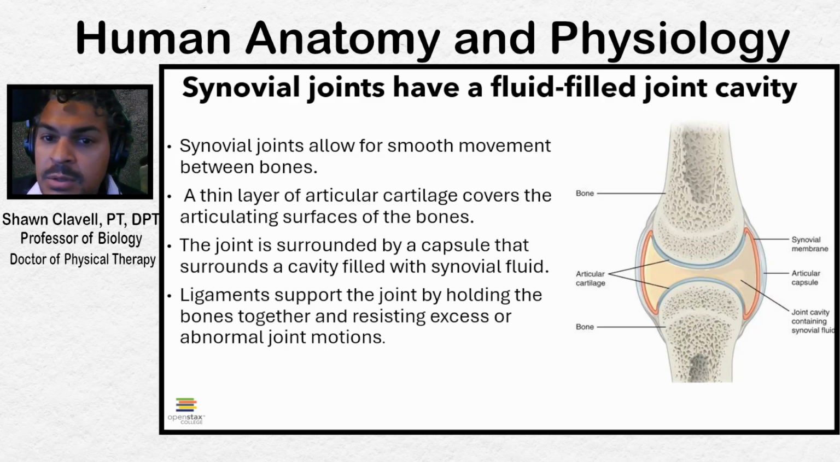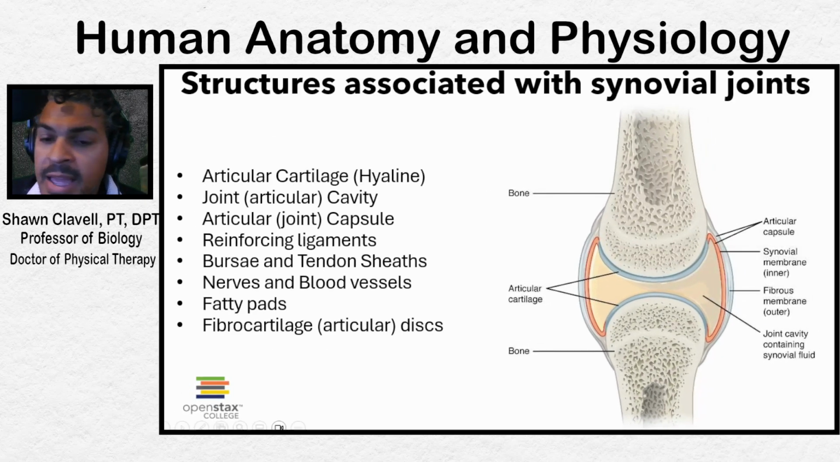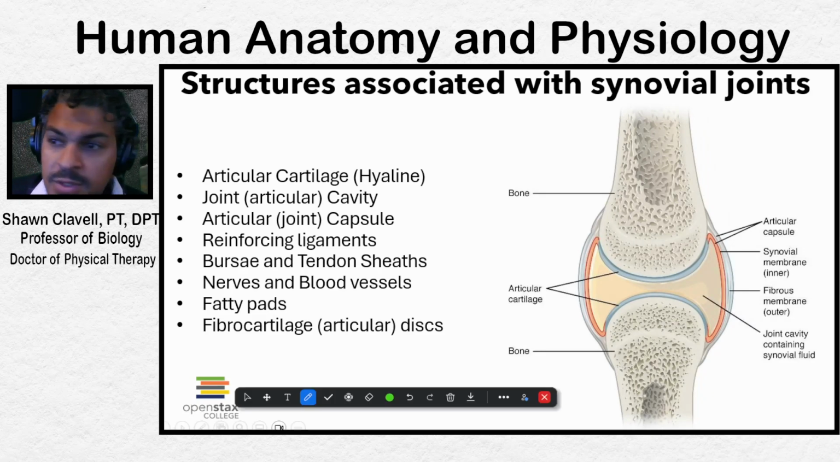So let's look at the structures that are associated here with a synovial joint. And so first, as we've mentioned, the first thing that we'll see is that there's hyaline cartilage. Let's start with our green color here. So there's hyaline cartilage, or what might be referred to as articular cartilage, and that lines the ends of the bones. That's what we're seeing here at the ends of the bones. So articular cartilage lines the ends of the bone.